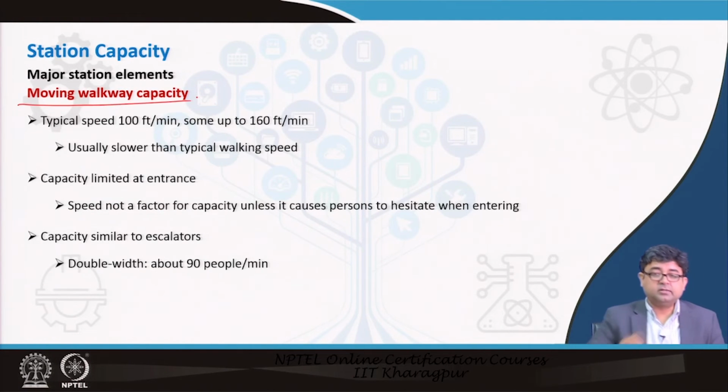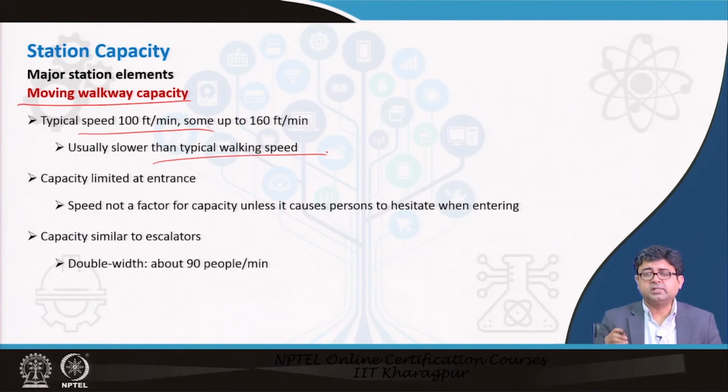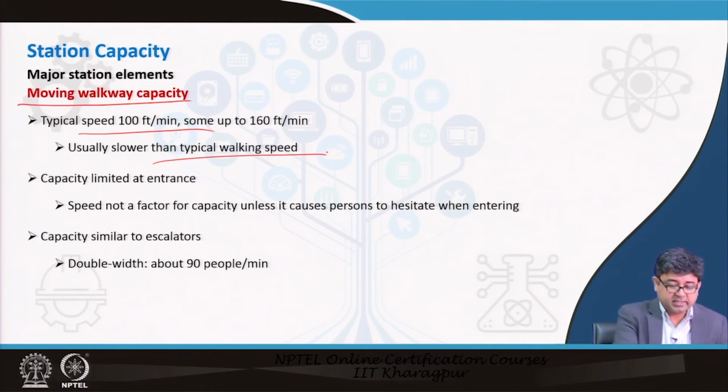Sometimes at certain stations you have moving walkways nowadays, which typically have a speed of 100 feet per minute, which is slower than walking speed. So, you will see that if you walk alongside a moving walkway, you are actually walking fast. In India, these are usually there at some of the airports, which you can also think of as large fancy stations. They are also terminal stations, if you may, in terms of public transport. The capacity is limited at its entrance.